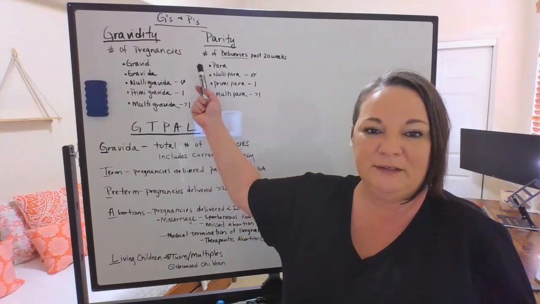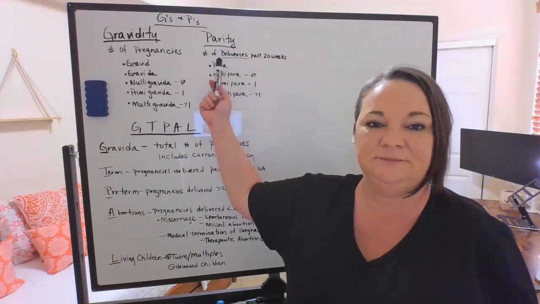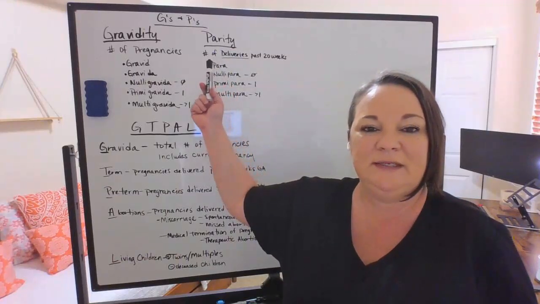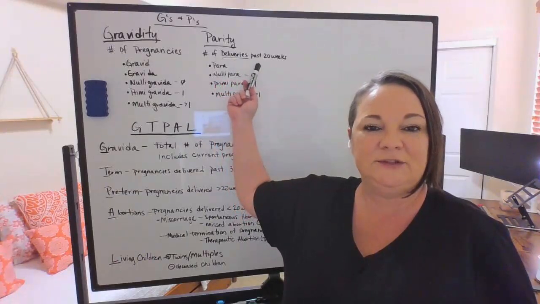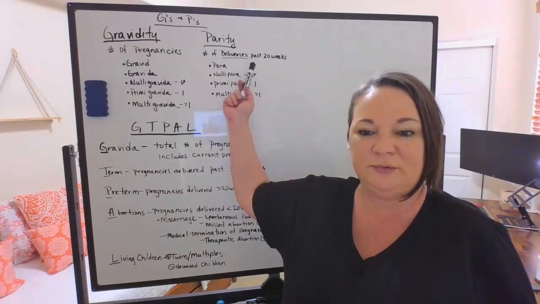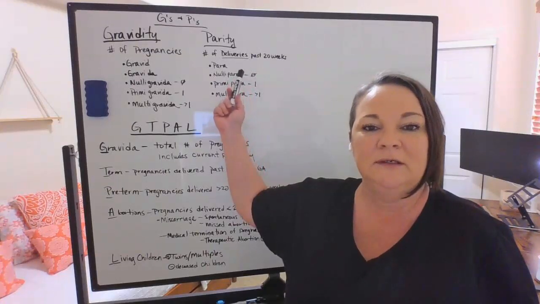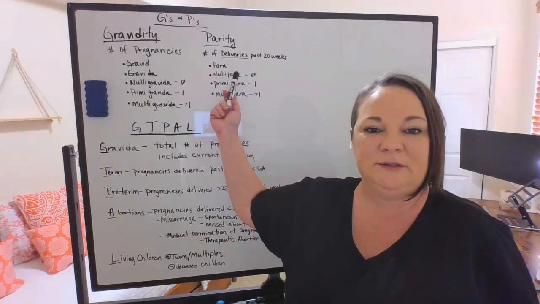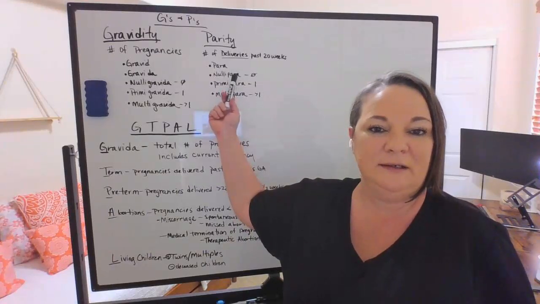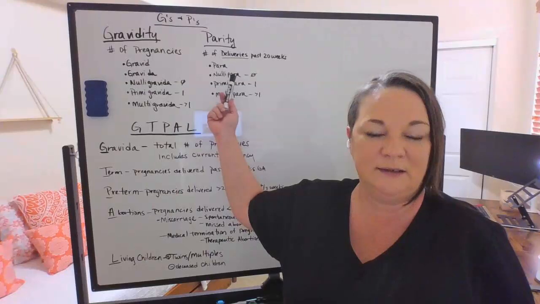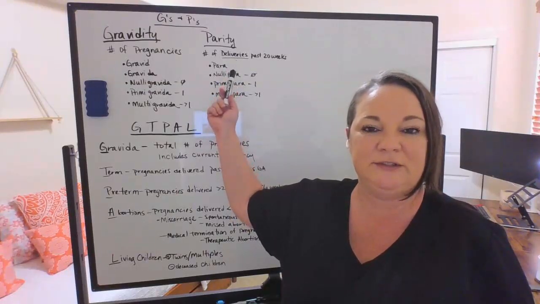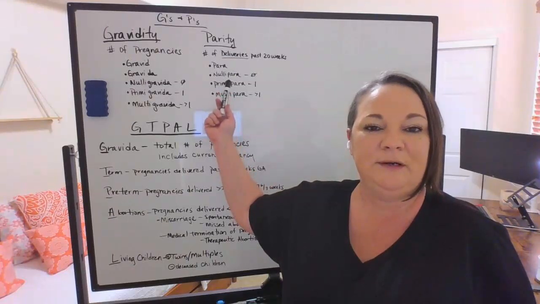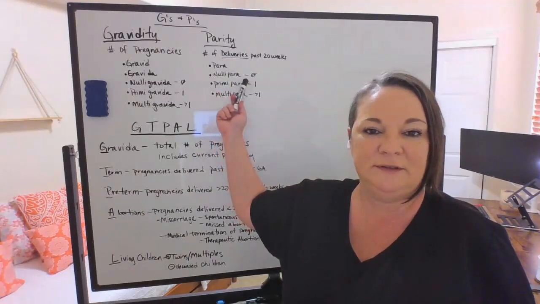When we talk about parity, the P of the G's and P's, that means the number of deliveries, so delivered pregnancies, past 20 weeks, whether that baby was born alive or not. The smaller term in parity is para, so you might hear gravida para, just meaning those number of deliveries past 20 weeks. Nulla para means that they've never delivered a baby past 20 weeks.